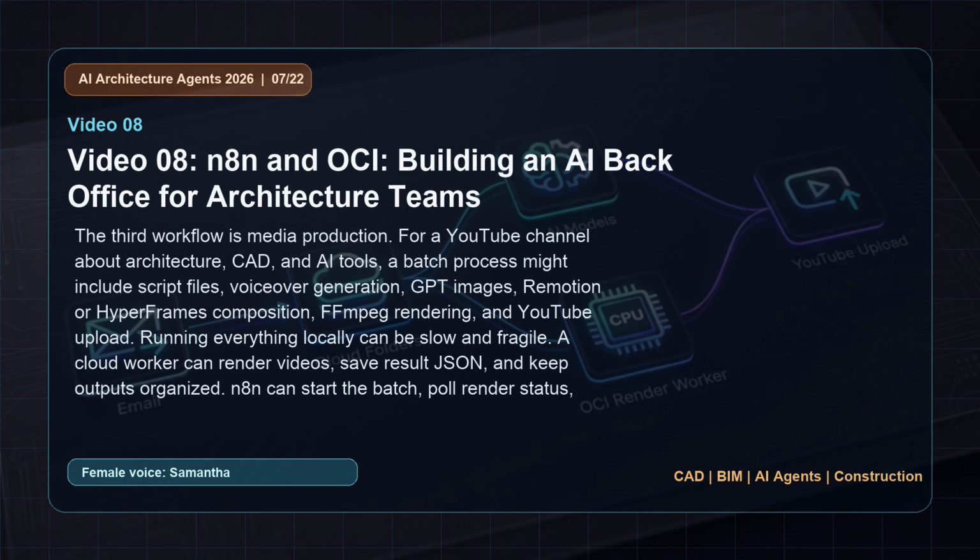Running everything locally can be slow and fragile. A cloud worker can render videos, save result JSON, and keep outputs organized. n8n can start the batch, pull render status, and upload only after validation.